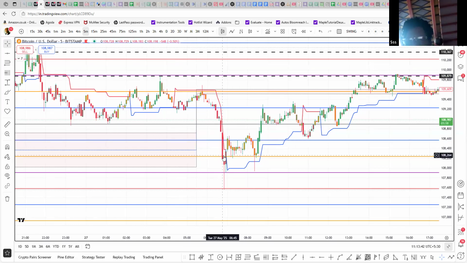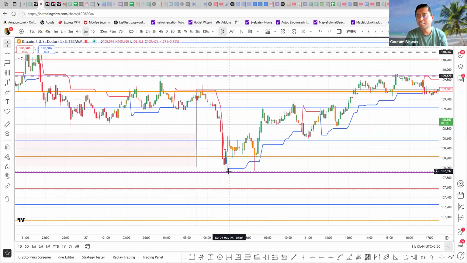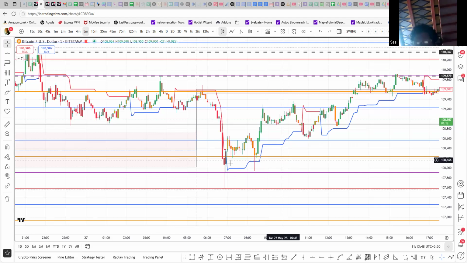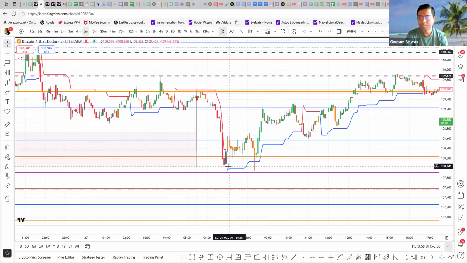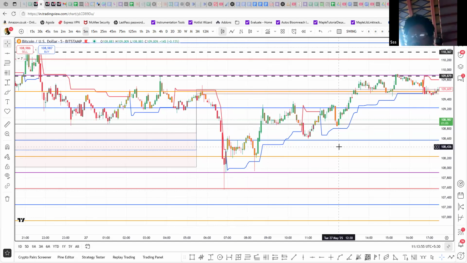Your one, two, three, four targets done in a few minutes only. In 1, 2, 3, 4, 5 candles, your target is done. And when you get this kind of a trade, don't trade for the rest of the day.